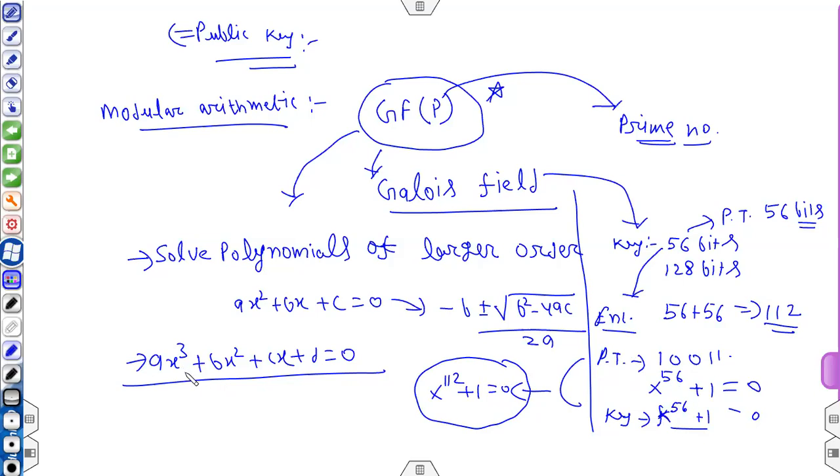Now think for yourself: there is no method to solve a polynomial bigger than second order. Then how can we solve such kind of bigger large order polynomial, say x to the power 112, or if we consider the 128 bit case, then this polynomial order will become even larger. So if we cannot solve the polynomials, then we cannot do the cryptography even.